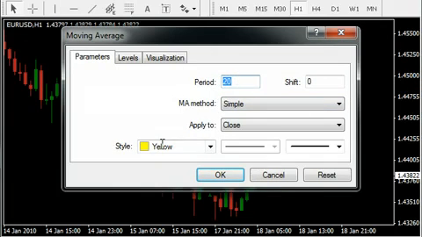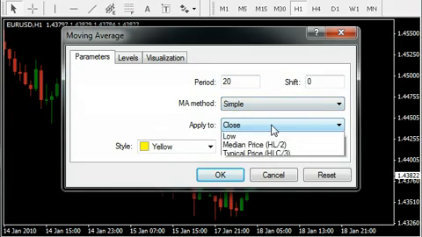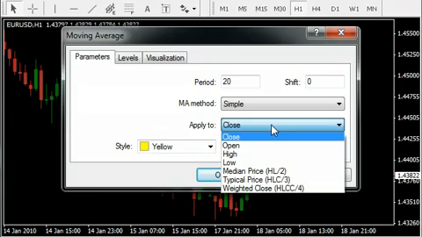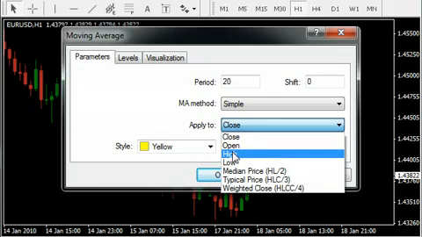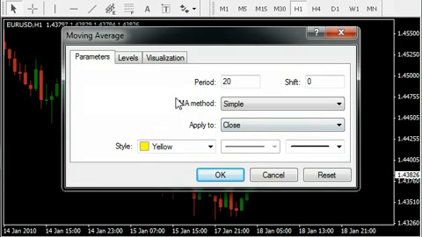So if we open this, we can change the color. We've got to choose the period, we've got to choose what type of moving average we're going to use, and we've got to choose whether we're going to look at the moving average on the close of the candles, the open of the candles, the high, low, and a few other kinds of things. Whoa, it gets very confusing.